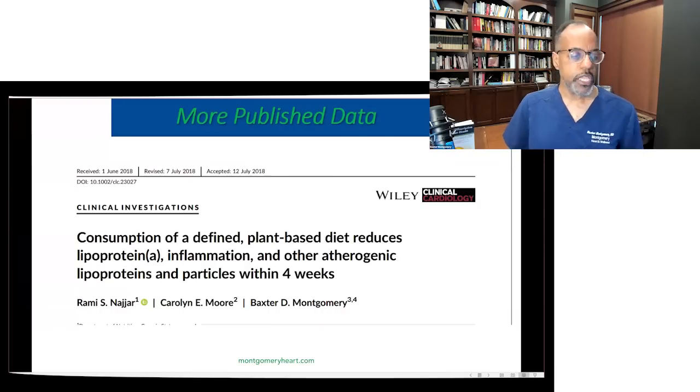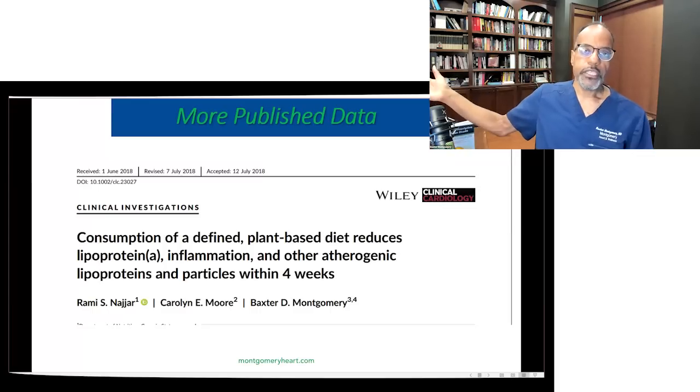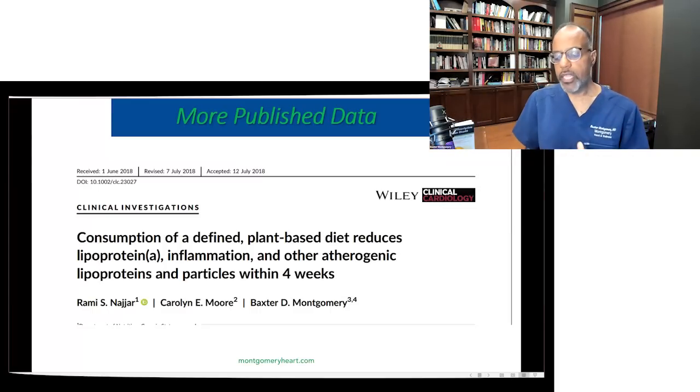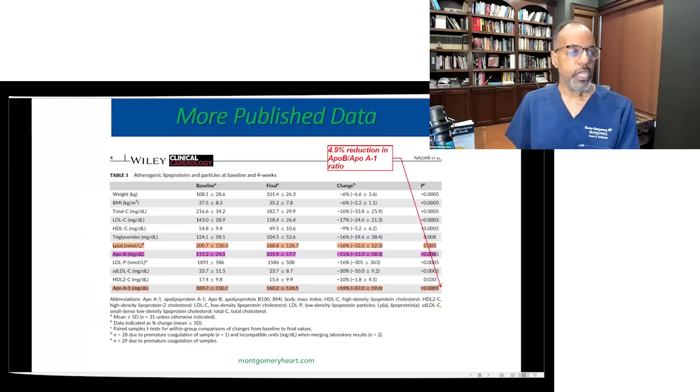So we also have seen reduction in Lp(a), reduction in inflammation, reduction in atherogenic lipoprotein molecules in just 4 weeks. The 4 weeks part is important because we know that this nutritional intervention has an immediate impact in individuals who are very sick. You don't want to have an intervention you start and you're expecting something good to happen in 12 months. You need to have immediate onset when these patients are in decompensated heart failure, and you need something that's going to work right away.